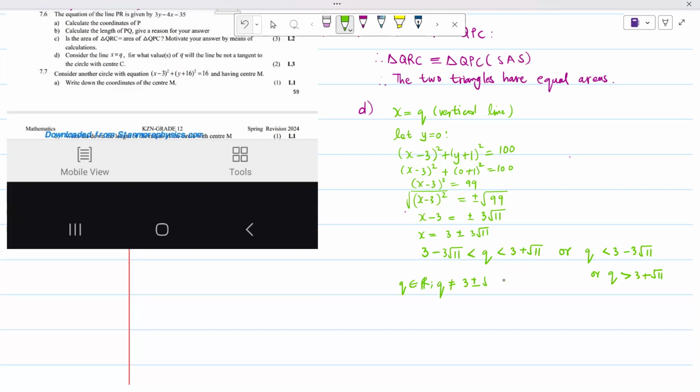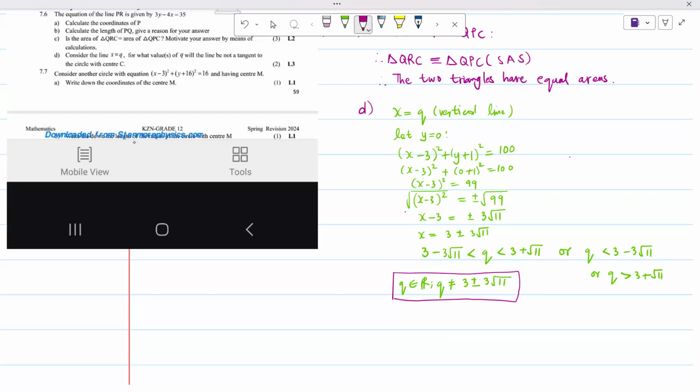I'm saying that q can be any number other than what? Other than 3 plus or minus 3 square root of 11, because these are the x-intercepts of that circle. So this point here will give you 3 plus 3 square root of 11, and the other point here will be 3 minus 3 square root of 11. If your q is equal to this number, the line will go like this. It will be a tangent.